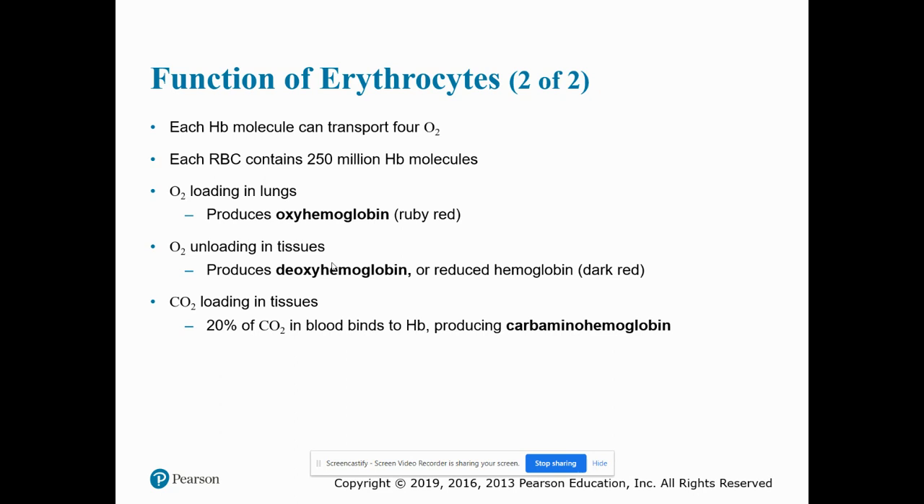So O2 loading in lungs is going to produce oxyhemoglobin, which is a ruby red color. And then oxygen unloading in tissues is going to produce deoxyhemoglobin, which is a dark red color. And then about 20% of the CO2 in the blood will bind to hemoglobin, and that's going to produce something called carbaminohemoglobin.